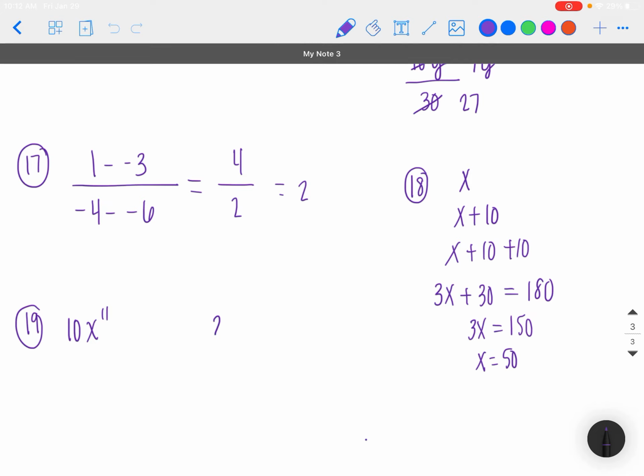All right, and then number 20, we're looking at a graph. You should see that the y-intercept is 5. There's only one answer choice with 5 as the y-intercept, and that's E. y equals 2x plus 5. They made it way too easy for you.